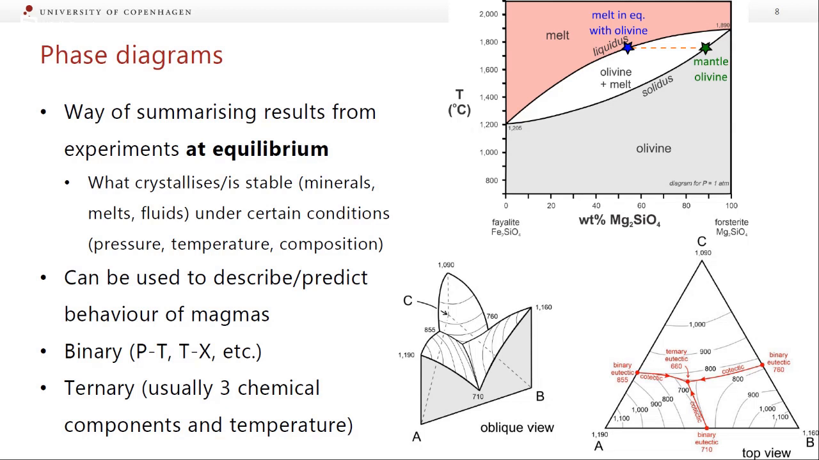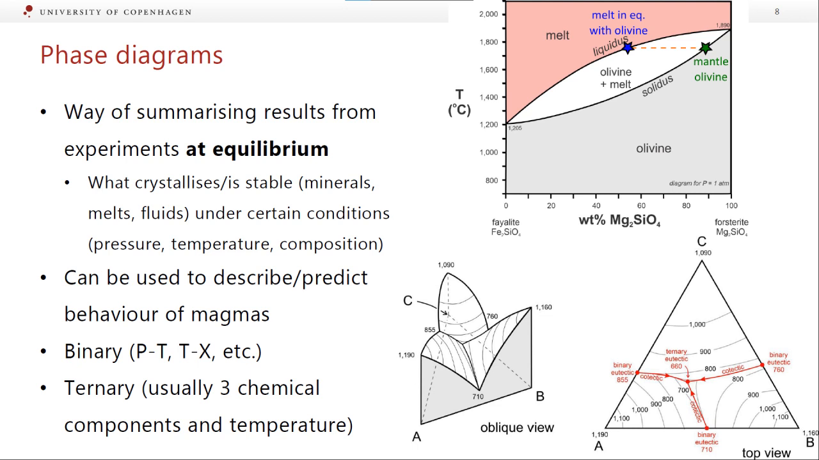And you can vary the conditions. For example, these are all shown against temperature. So the top one is temperature against the composition of olivine. And the bottom one is a ternary phase diagram where we can see which of these minerals, A, B, or C, is crystallizing at a given composition. And we can see the temperature at which they start to crystallize. So yeah, we can use them to describe or in some cases predict how magmas are going to behave depending on their composition and the conditions.